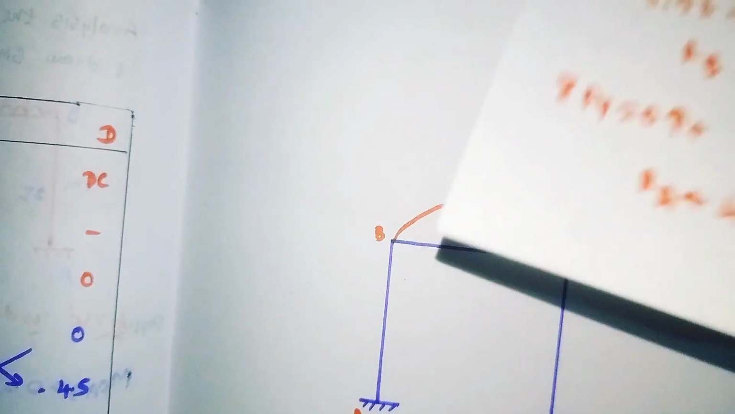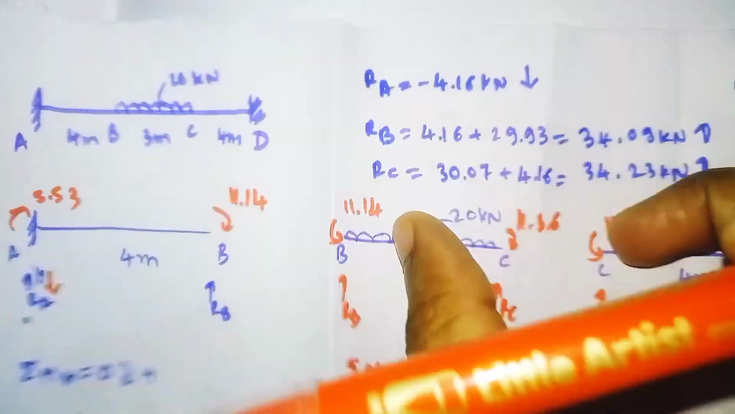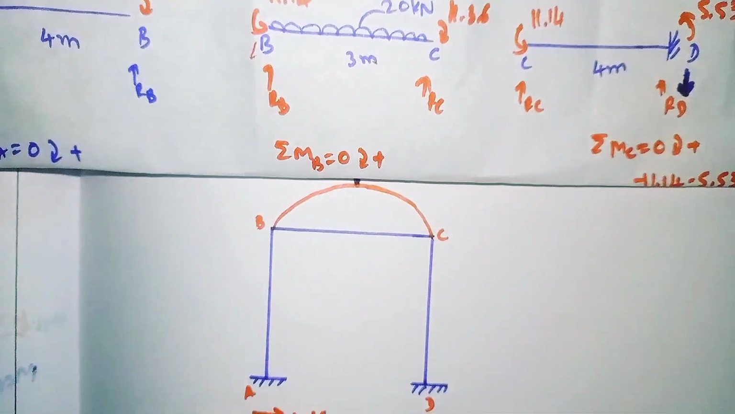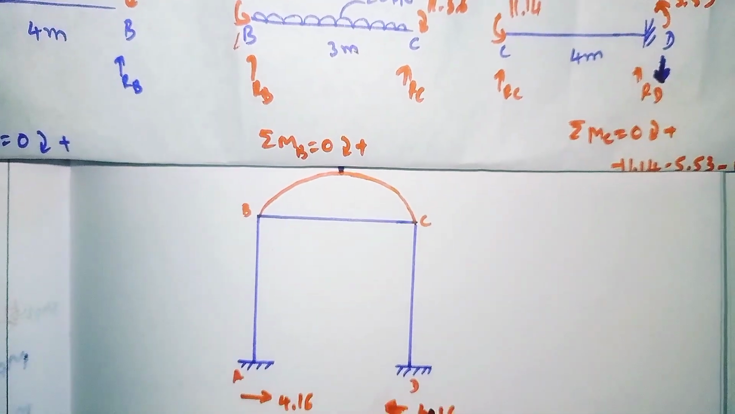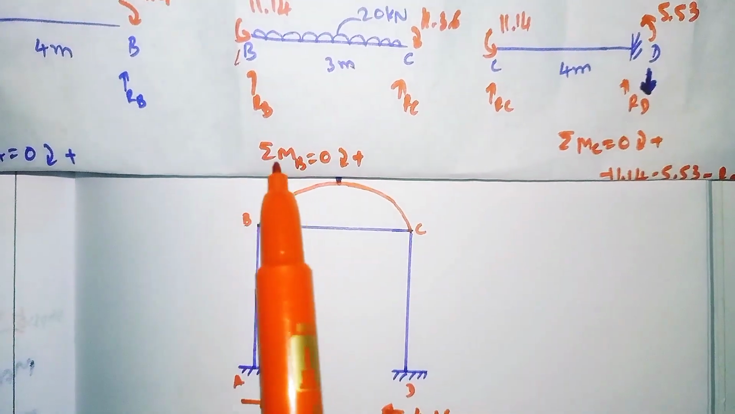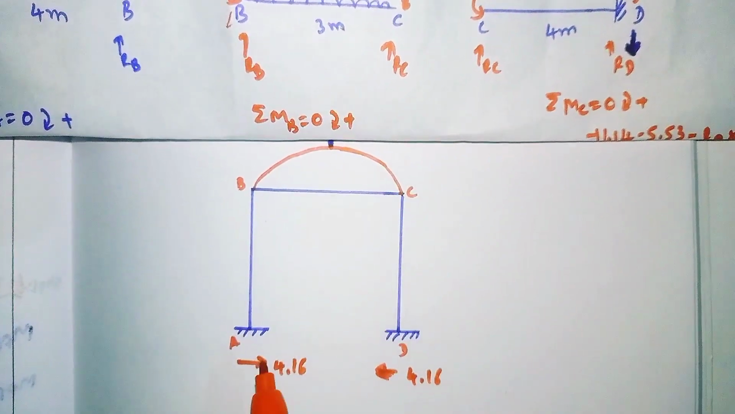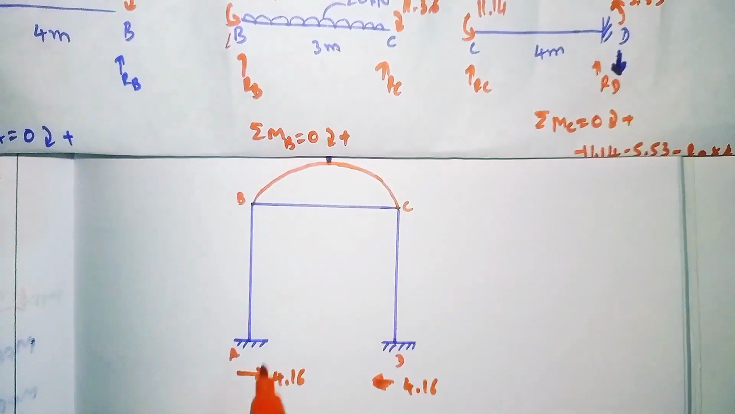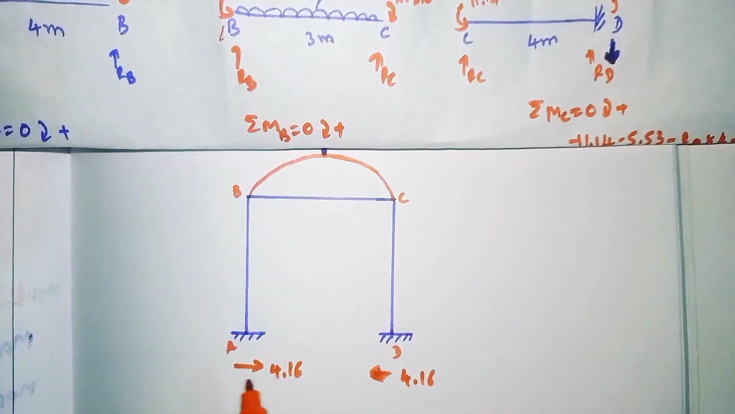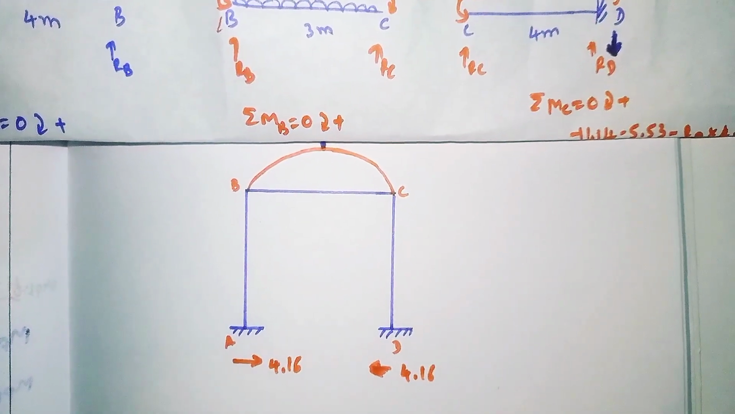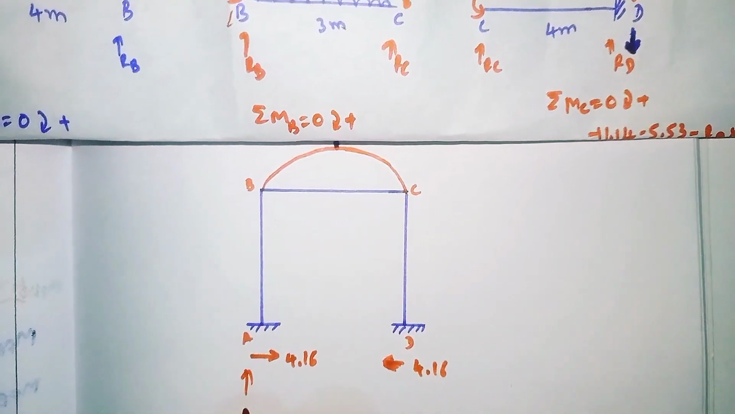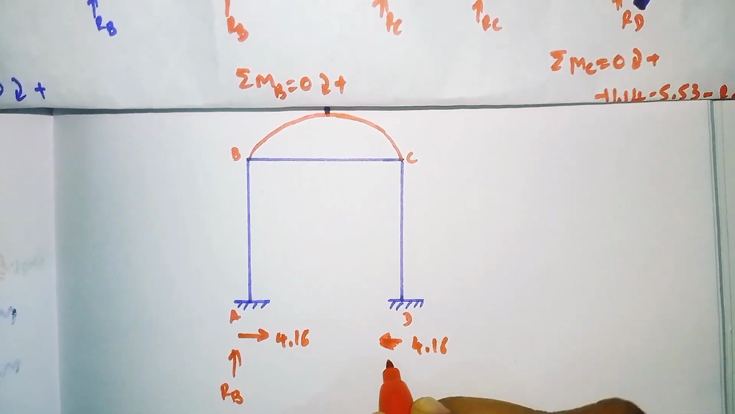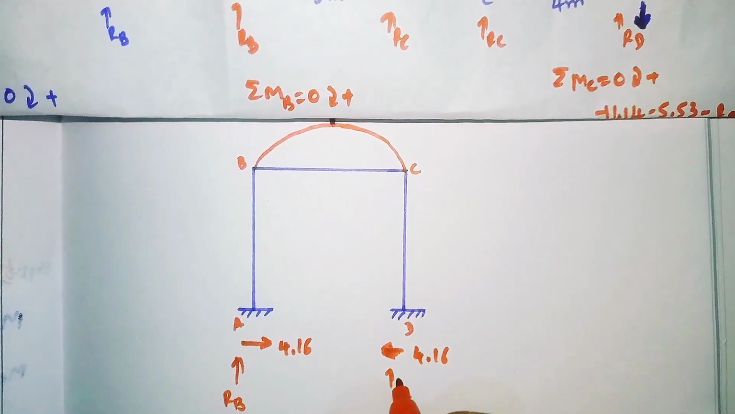So if I bring this span BC to here, what happens? Our RB and RC become the support reactions of points A and D. See, if I bring this to here, RB and RC become the support reactions of point A as well as D. So here RB and here RC become the support reactions of A and D.